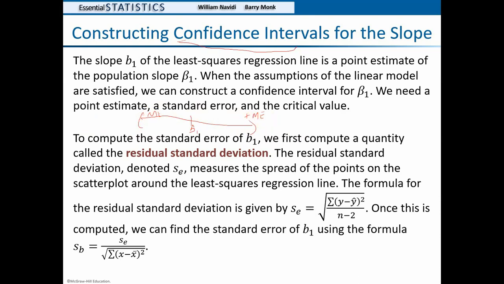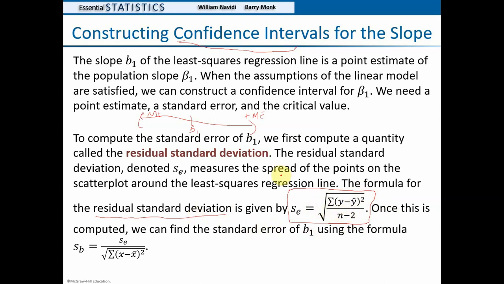Okay, so first of all, we need to find the residual standard deviation. This is one thing you're going to have to remember in your formulas. There's s sub e: the sum of the y minus the y hats, those are the residuals. This is the actual, and that is the predicted value, squared. Take the square root over n minus 2 in this case.